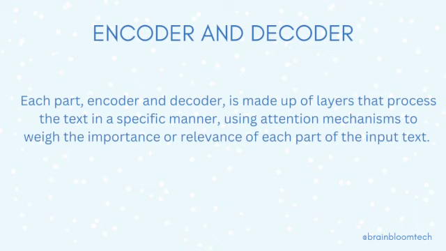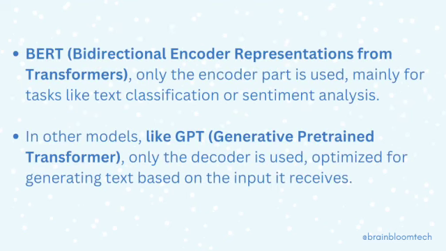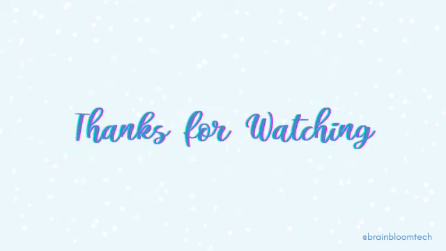Each part, encoder and decoder, is made up of layers that process the text in a specific manner. In some models, like BERT, bidirectional encoder representations from transformers, only the encoder part is used, mainly for tasks like text classification or sentiment analysis, where you're analyzing input text rather than generating new text. In other models, like GPT, generative pre-trained transformer, only the decoder is used, optimized for generating text based on the input it receives.